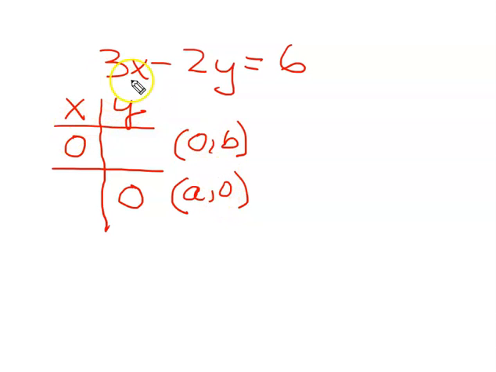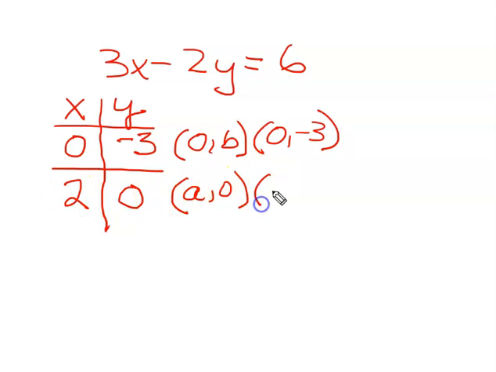So if x here is a 0, 3 times 0 is 0, you're going to divide a negative 2 by both sides and get the y value is then a negative 3. So the ordered pair is 0, negative 3. Now if y is this 0, you're going to get 3x equals 6, which gives you a positive 2. So 2 comma 0.